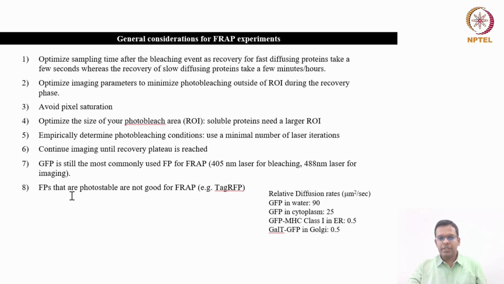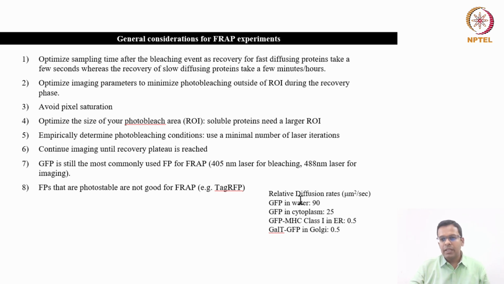And generally fluorescent proteins that are photostable are not good for FRAP. In the last to last class, we learned about several fluorescent proteins which are more photostable, for example, TagRFP or Neon Green. Those are the photostable versions of the GFP. For FRAP analysis, you should not use such photostable fluorescent proteins, because this is a bleaching based application. So we want the protein to be bleached, and that's why GFP is the most widely used fluorescent protein for FRAP analysis.